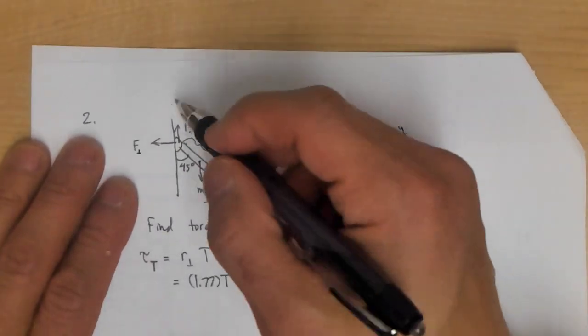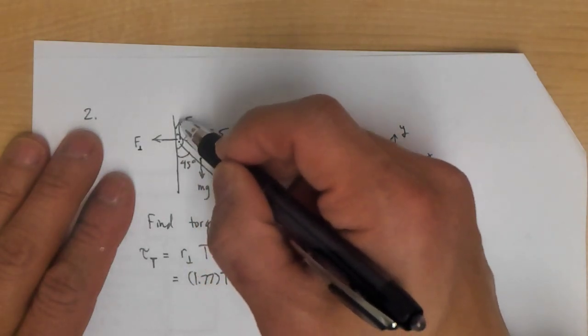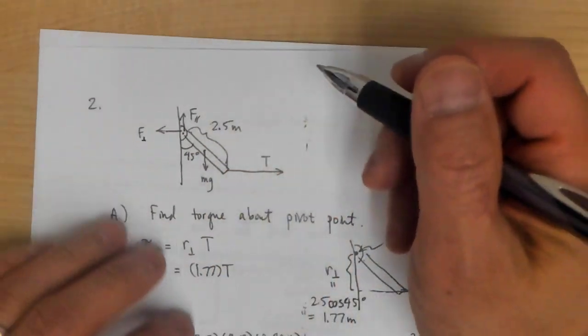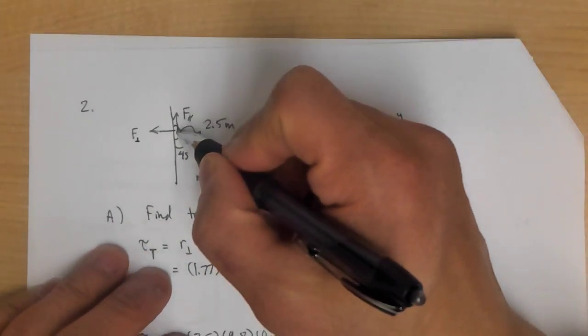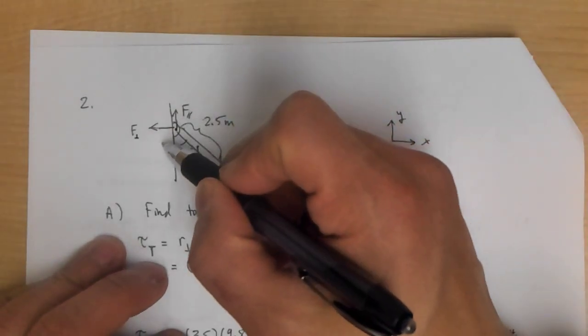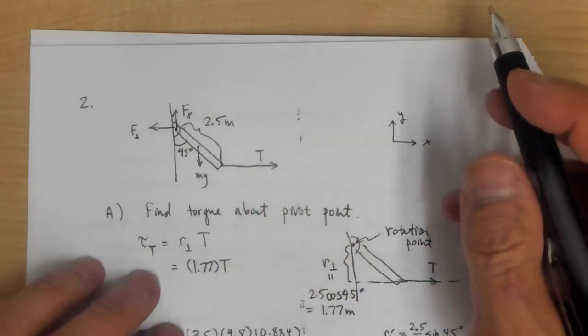Okay, so we have a pivot here. So we have some unknown forces coming from the pivot, some parallel to the wall, some perpendicular to the wall. Don't worry about that because we're going to calculate the torque about this pivot point. This will be a rotation axis, so the torque due to these forces will be 0.